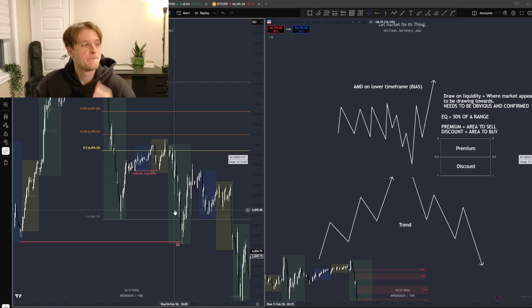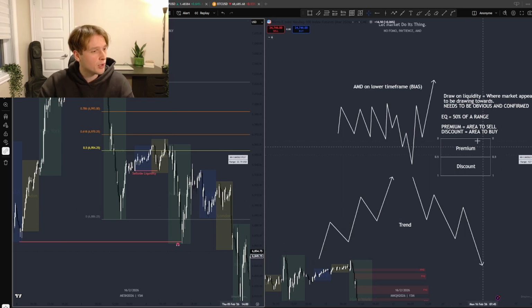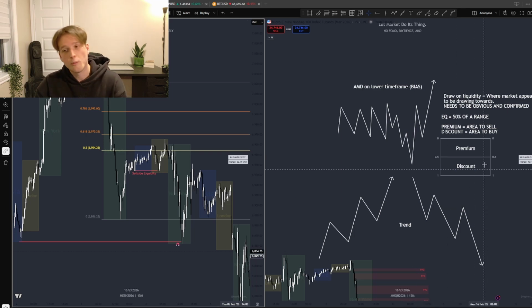Next up is EQ, premium, and discount. EQ is 50% of a range. Premium is an area to sell. It's the higher end of the EQ. And discount is the bottom, the area to buy. It's the lower end. So if you're looking for shorts, you need to be shorting only in the premium, only above the 50% line. If you're looking for buys, you need to be buying below.